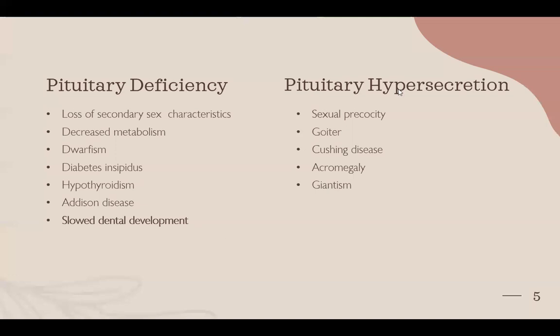If they have hypersecretion, they could have sexual precocity, precocious puberty is another way that they say it. Goiter, so related to the thyroid. Cushing's disease, that's related to the adrenal gland. Acromegaly, I think that's growth, and gigantism is also related to growth.